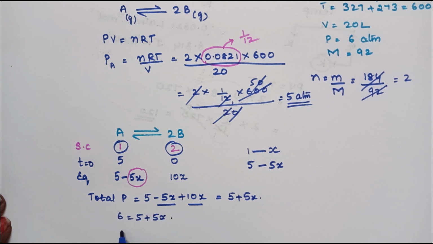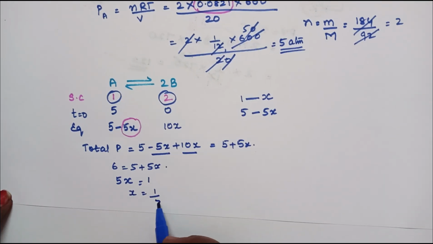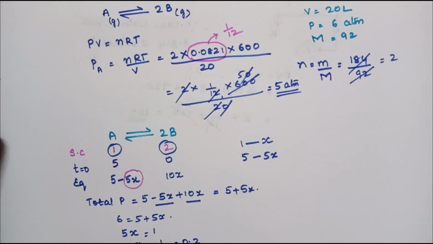So what x value will you get then? 5x is equal to, bring 5 to the other side, you will get 6 minus 5 as 1. So x value you will be getting 1 by 5, which is equal to 0.2. So x value we got as 0.2.